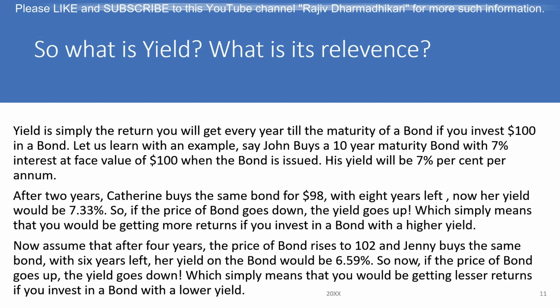So, if the price of a bond goes down, the yield goes up. Which simply means that you would be getting more returns if you invest in a bond with a higher yield. Now assume that after 4 years, the price of the bond rises to 102 and Jenny buys the same bond, with 6 years left. Her yield on the bond would be 6.59%. So now, if the price of a bond goes up, the yield goes down. Which simply means that you would be getting lesser returns if you invest in a bond with a lower yield.